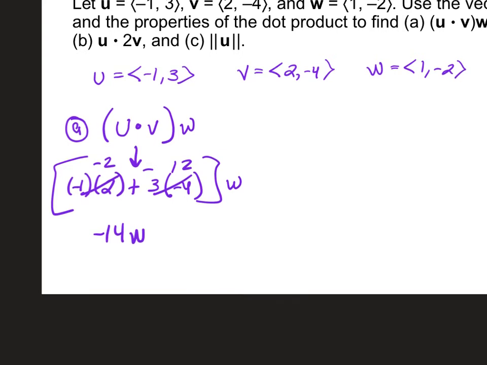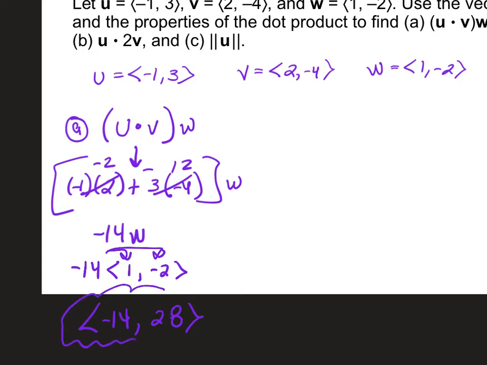Now what do I do? Yep, I'm going to say -14, and I'm going to multiply it, or I'm going to distribute. I'm going to do scalar multiplication right here. So -14 times 1 is -14. -14 times -2 is 28. That is it. Questions at home? Anybody? We're okay?